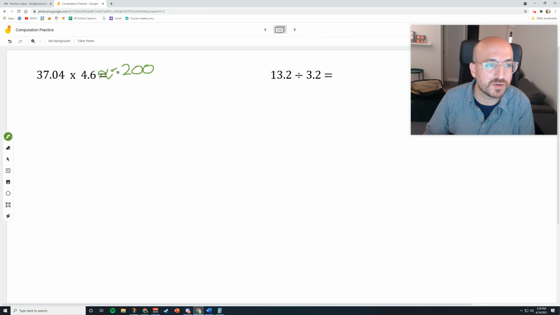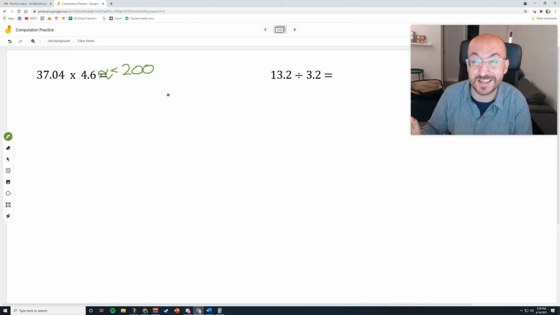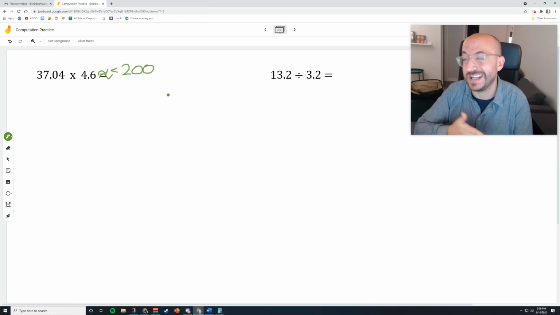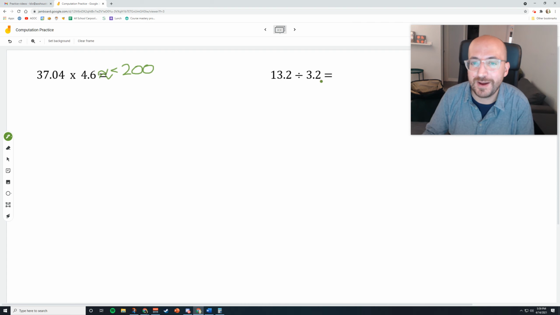I'll say less than 200 because I rounded up and I rounded this up. Both numbers are actually lower. So I think it's a little less than 200. So if I get something like 187, cool. If I get an answer like 18, my decimal's off.